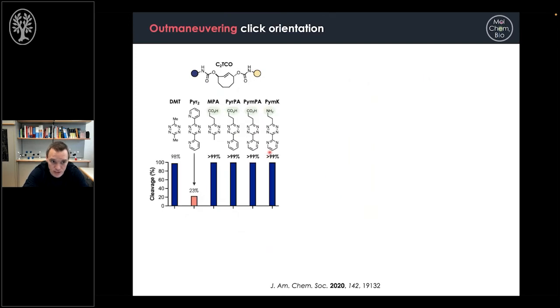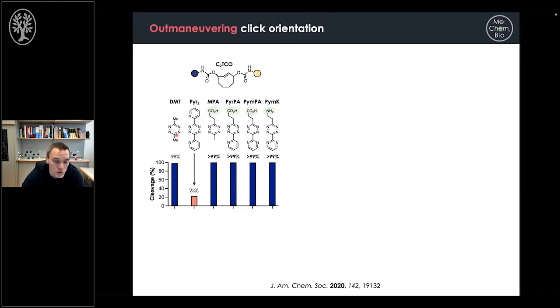And long story short, this is exactly what it is. We could show this for several tetrazines, achieving basically quantitative release in short time. We'll see an example soon.